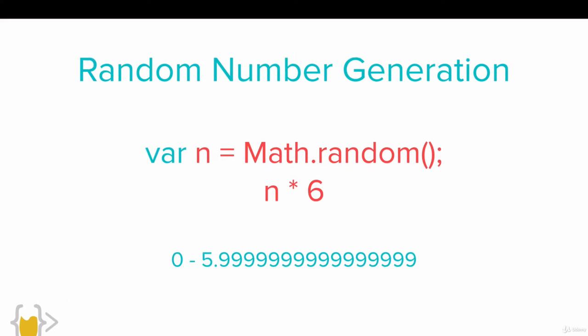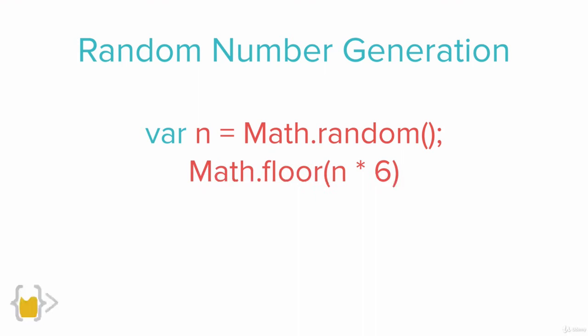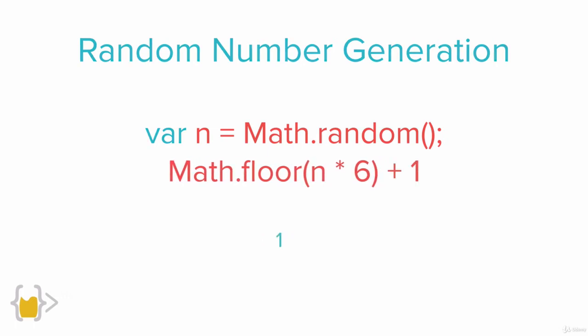Now, very rarely will you want to use the random number as a floating point number. So you tend to use Math.floor to round that number down to the nearest whole number. And that range then becomes 0 to 5. Now, finally, because we want a range for our dice between 1 and 6, then all we need to do is add 1 to our code, and we end up with code that generates random numbers between 1 and 6.